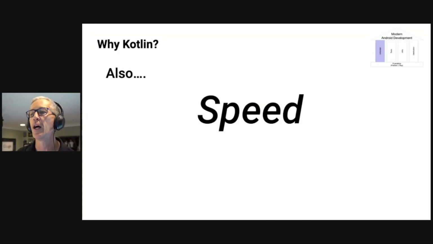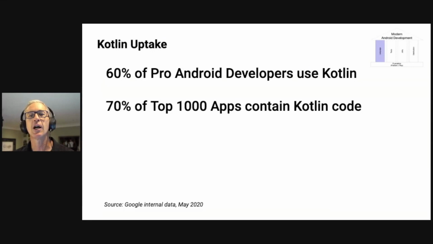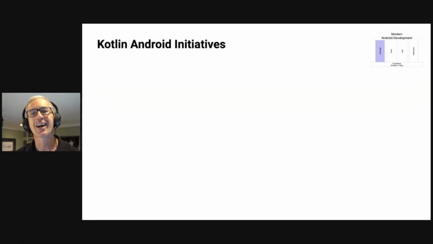Also, speed of development. The second one was just the amount of time it takes you to write the code. There's a lot less code, but also you can just be more productive in this language, we feel. A lot of developers obviously like this already. 60% of pro Android developers use this, and 70% of the top 1,000 apps contain Kotlin code so far, and I think that number is growing.